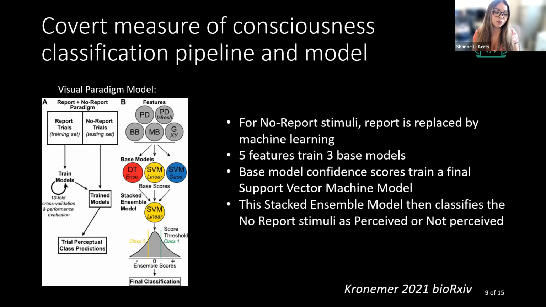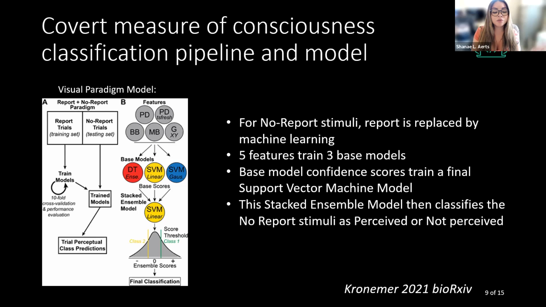This generates two data sets. We have report trials and no report trials. The report trials have been categorized by us into confirmed perceived and not perceived. And then we use machine learning to replace report for the no report trials. We'll have the 5 features from the eye metrics we collected, including pupil diameter, time series analysis of pupil diameter, a blink binary, a microsaccade binary, and then X and Y gaze.